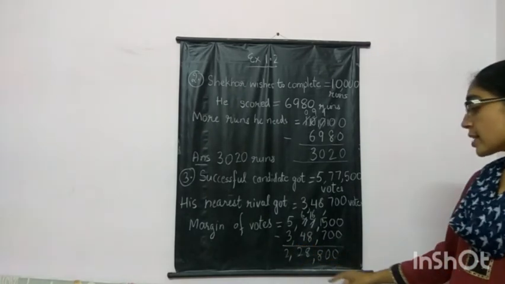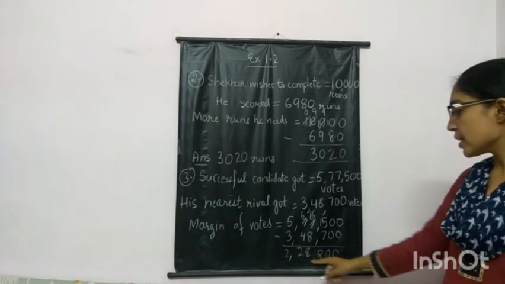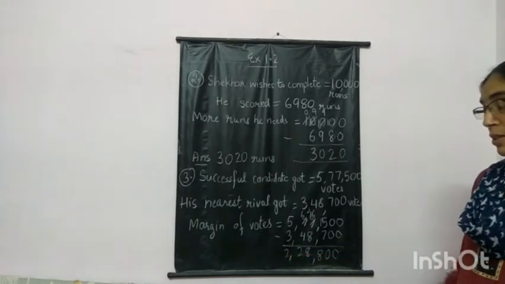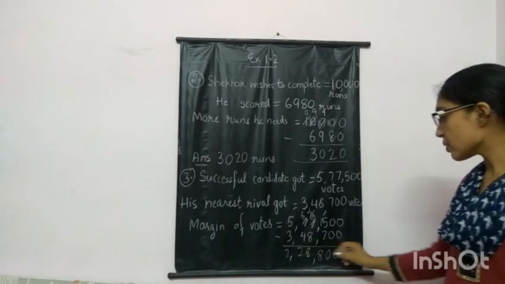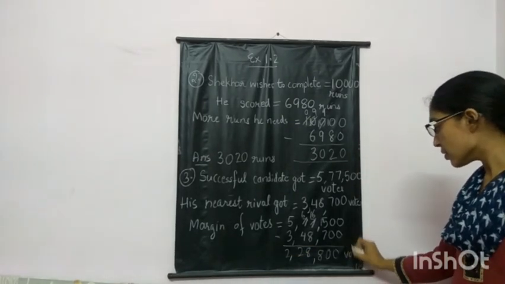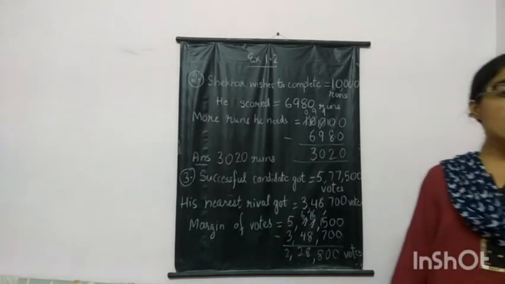So what is the gap in between their votes? That is 2,28,800. So the margin of votes is this much votes. So our answer is 2,28,800 votes. Since these are votes, so with our answer we will write votes.